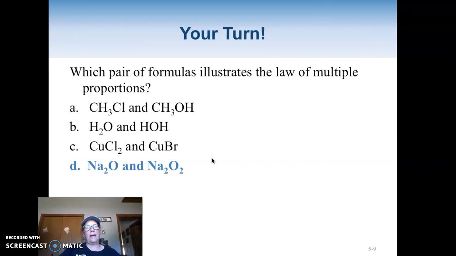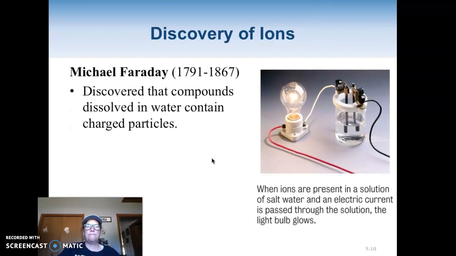And I don't really know if it happens with sodium, but with carbon and hydrogen compounds, it happens a lot. You can have millions of different compounds made of the same two elements, just in different proportions. Okay? All right. Now, when we're talking about atoms, remember atoms have the same number of protons and electrons.